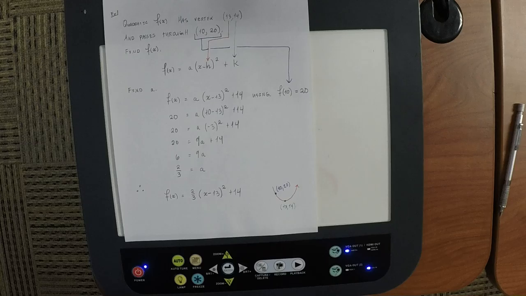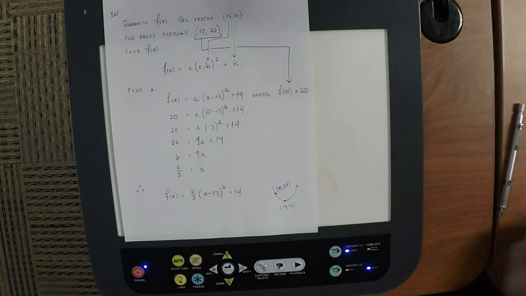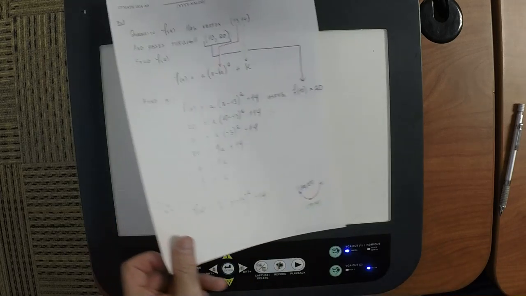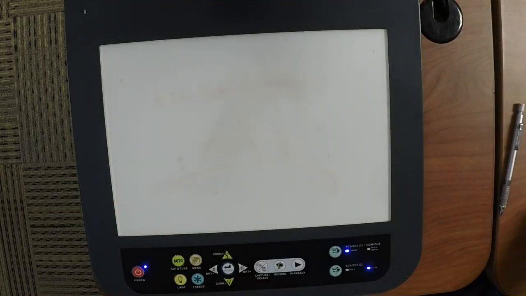Okay. Any question about this one? Any question about it? Okay. One more.